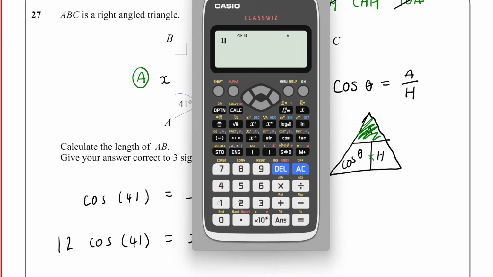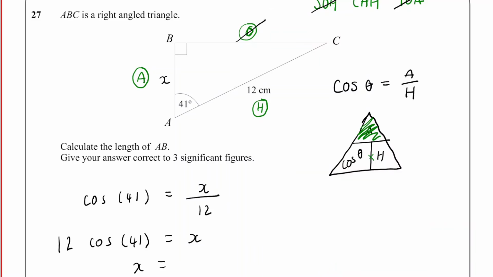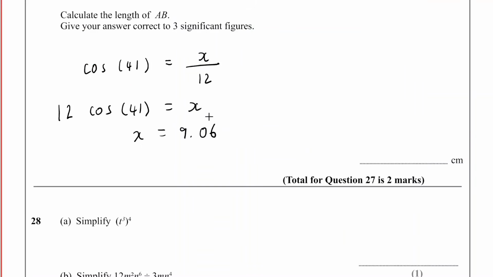So we just type into the calculator 12 times cos 41, and we get 9.06 to three significant figures, because the next digit is a 6, which means we round up. So x is 9.06, and you would have got exactly the same using the formula triangle, 9.06.